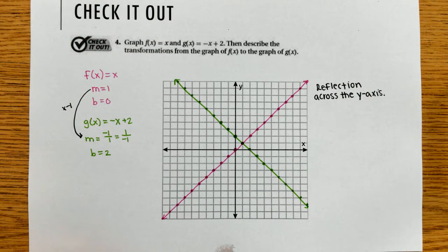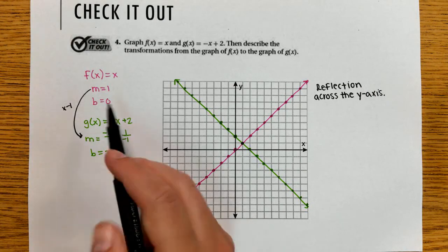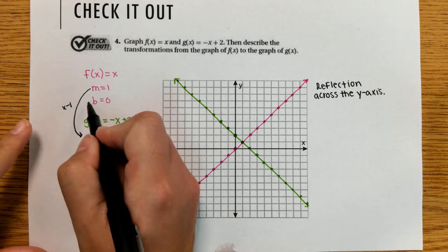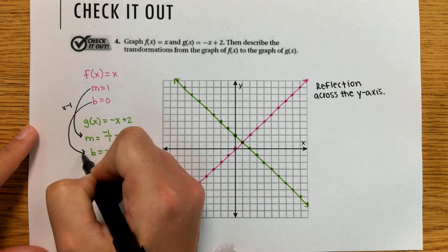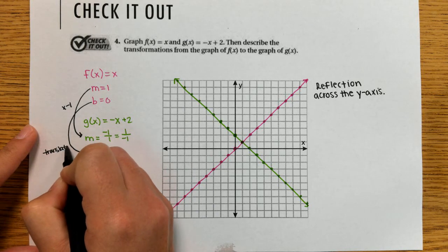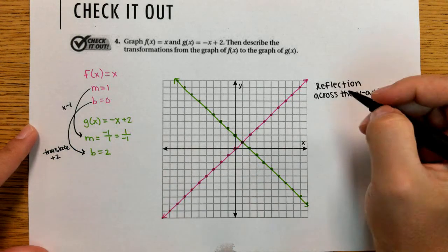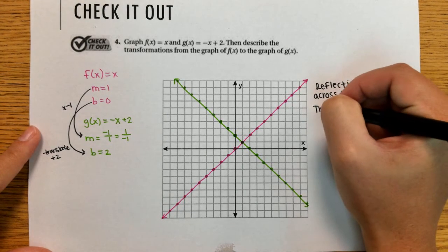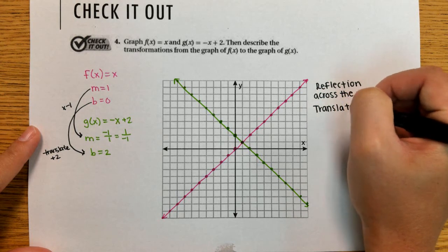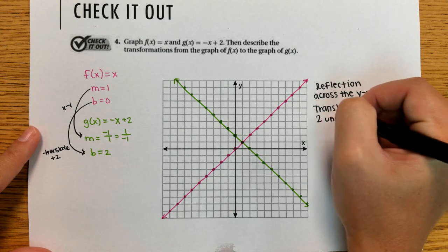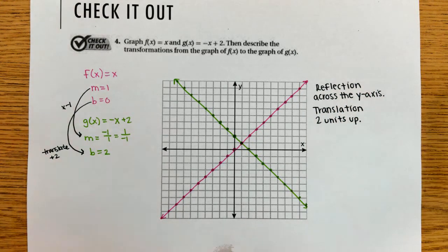Then the other thing to notice is our b's are changing from 0 to 2. Our y-intercept is changing. So that means we are going to translate 2 units up. So we have a reflection across the y-axis, and then we have a translation that goes 2 units up. So this one's a reflection and a translation.